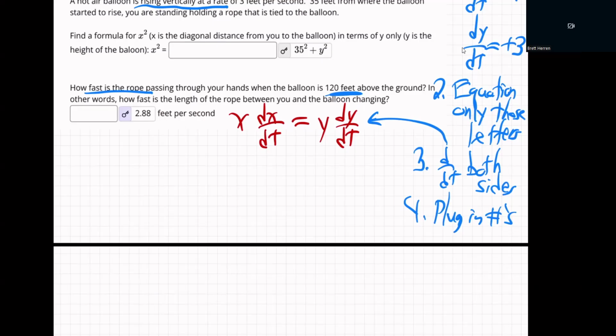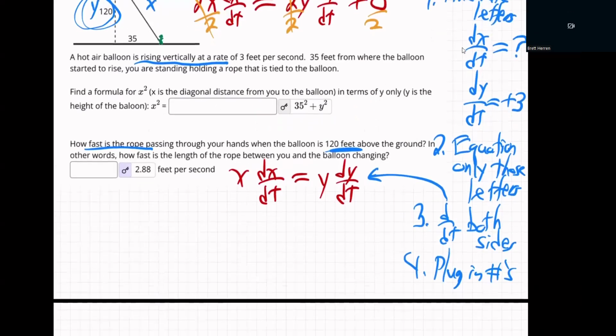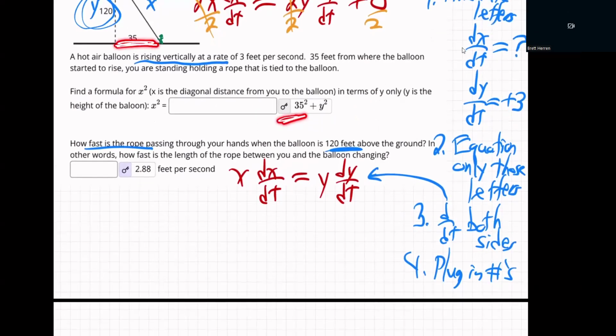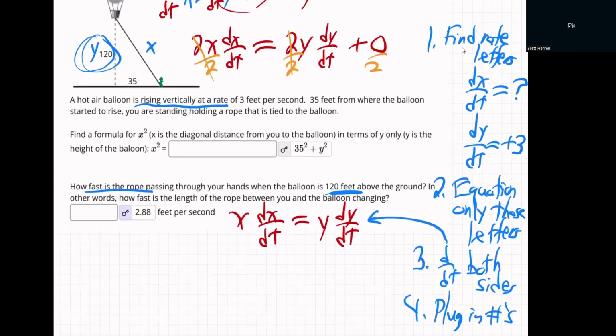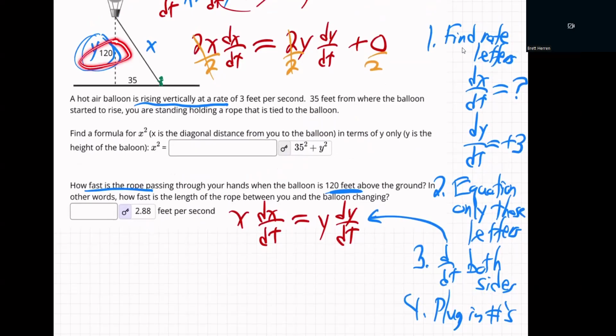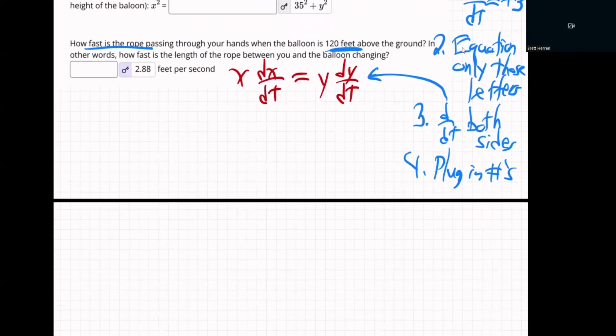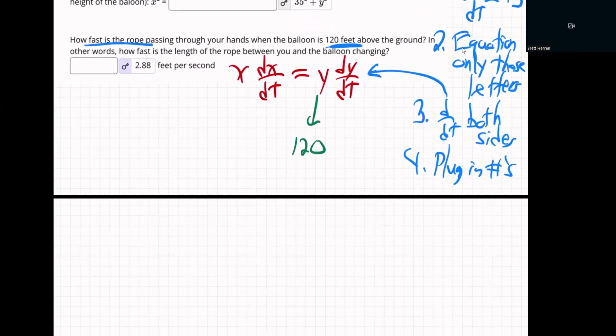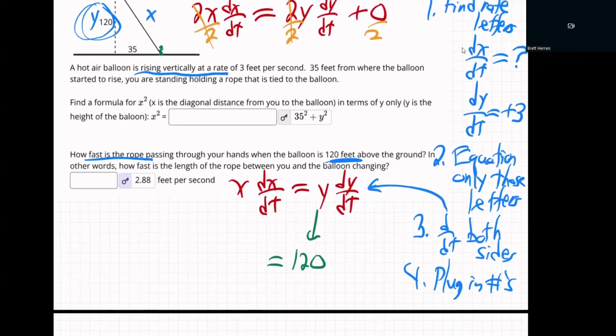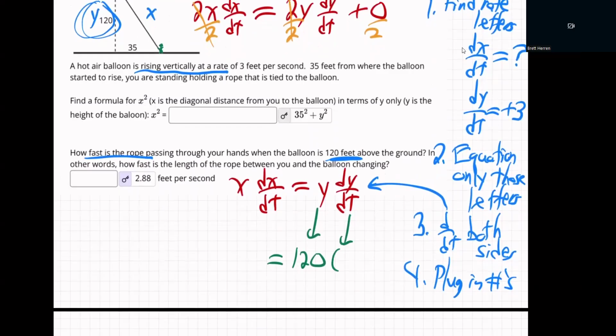All right, so unless it's a number that's not changing, like the 35, indeed, that's how far we are from the bottom of the balloon. That's not changing, so that does go to 0. That's appropriate. But the other ones, like the 120, can't be plugged in before the derivative because that's changing. 120 is growing, right? So that's y. I'm going to plug in that y is 120. dy/dt is what? It is 3. Yeah, so that's 3 right there. dy/dt is 3.